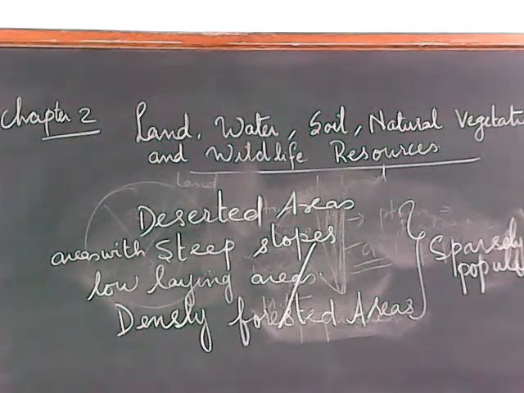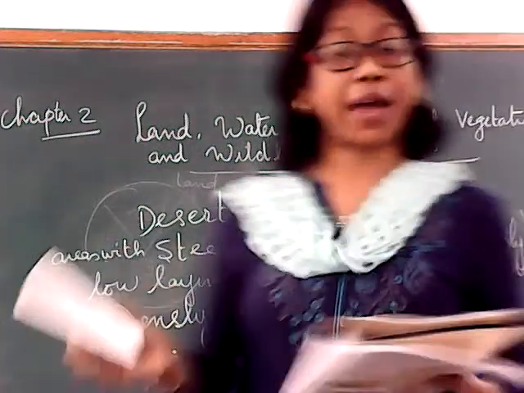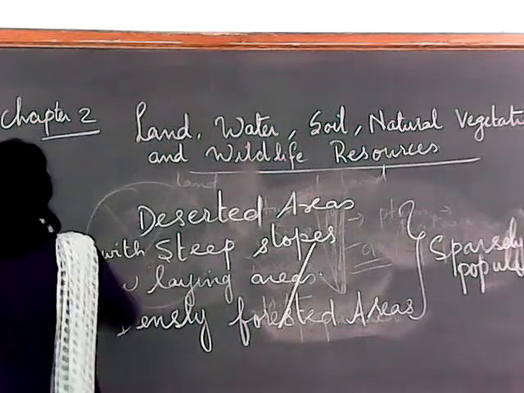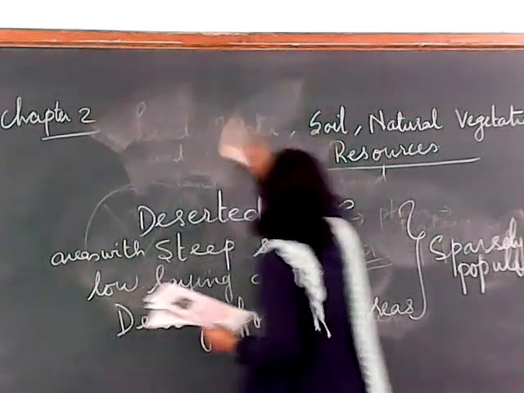Okay, so such areas are sparsely populated. And which areas are densely populated? The densely populated areas are also areas below Nala.